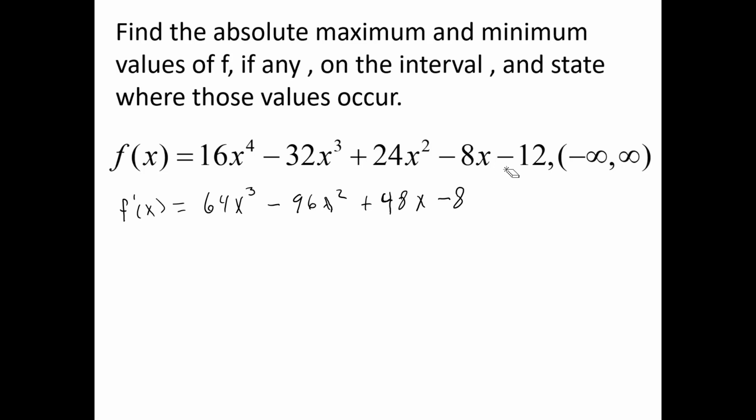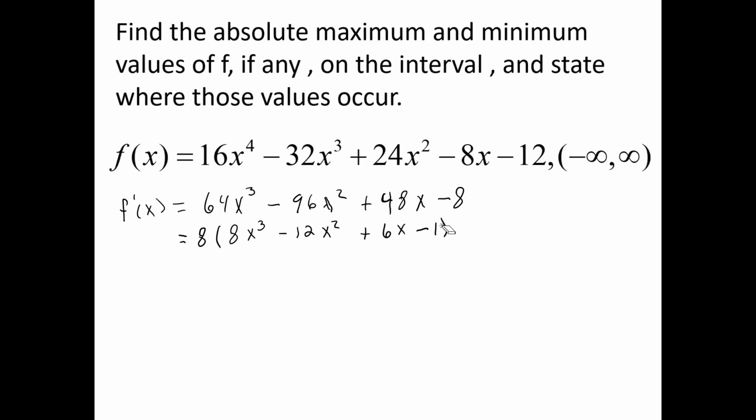So to find the critical numbers, we have to figure out what makes this 0. Maybe we can take out an 8 to make our problem a little bit more manageable. So then here we will get 8x cubed minus 12x squared plus 6x minus 1, since 6 times 8 is 48. And now you could try factoring by grouping, but it's not going to work.